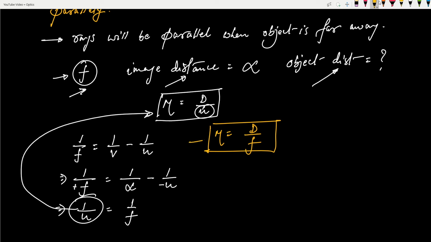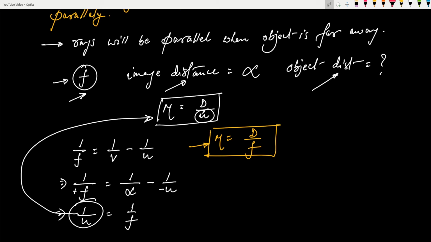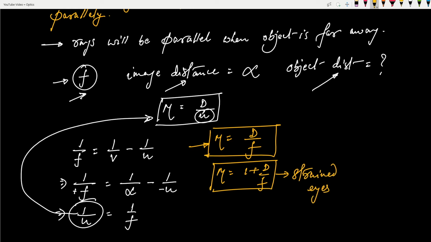But this is not the maximum magnification. You need to remember this. For maximum magnification, m is equal to 1 plus d by f. Okay, so this will create strained eyes if you look into the image for a longer period of time, and this is for relaxed eyes. I hope now this is clear. This is very simple. You just need to understand the concept. Okay, you don't need to memorize everything blindly. It's impossible to remember after going through all these numerous chapters. So you need to understand the concept. So this is how you need to remember.